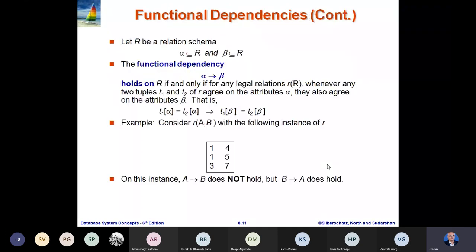Now the definition of functional dependency. Let R be a relation schema and alpha a subset of R. When you say R is a relation schema, we'll be using this term again and again. When I write R is a relation schema, it means R is a collection of columns, that is, column names.